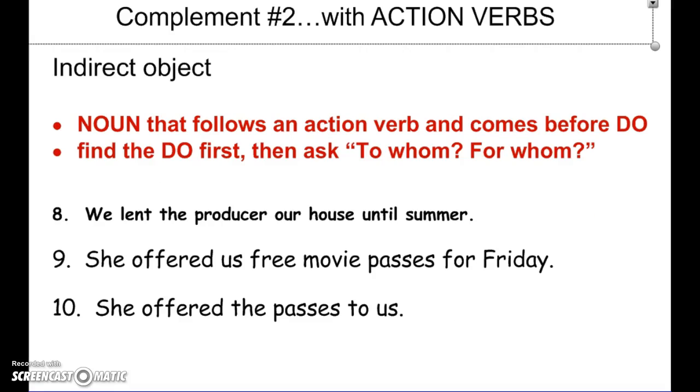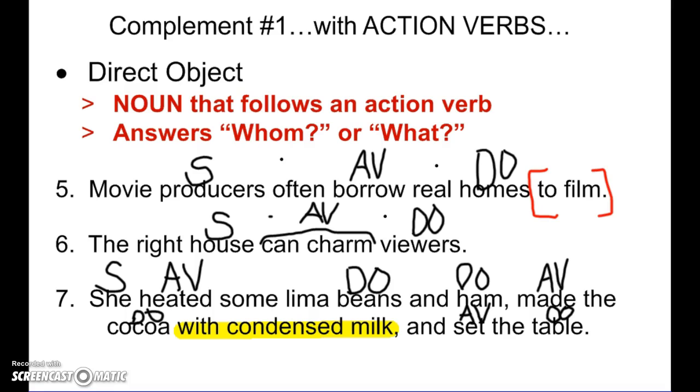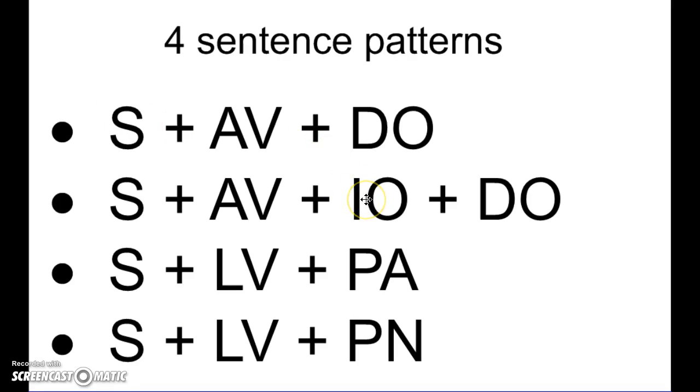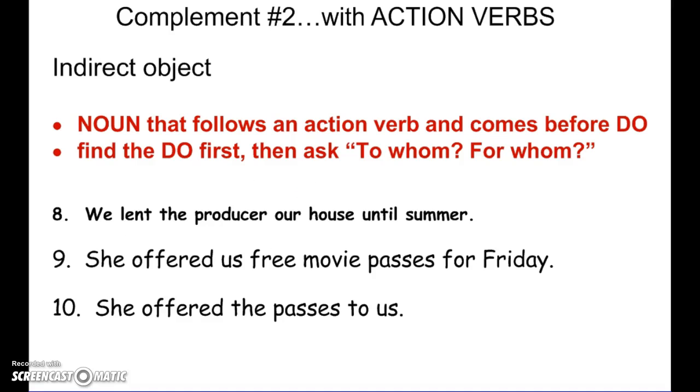All right, so let's take a look at the next complement then. The next complement goes with action verbs as well. If you have an action verb and you have a direct object, and there are some words that are left in between, because we said that the sentence pattern with an indirect object shows the indirect object between the action verb and the DO. So if we can find anything like that, then we want to go one more step now and ask the question, to whom or for whom?